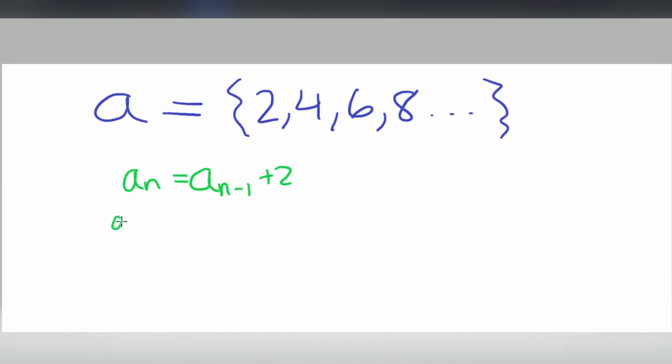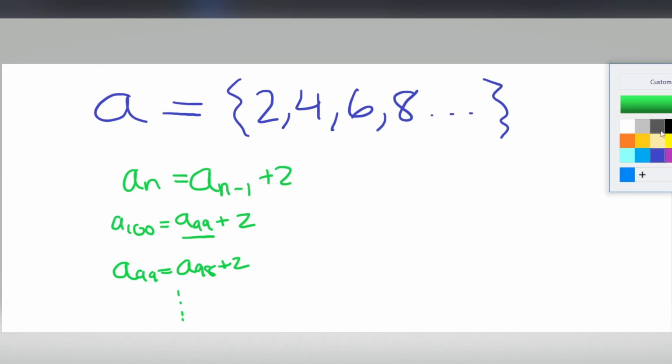Well, you would say that the 100th term is the 99th term plus 2. Now I find the 99th term. And the 99th term is the 98th term plus 2, and so on. But that's too time consuming. How do we find a rule that we can immediately plug in n and get us an output?